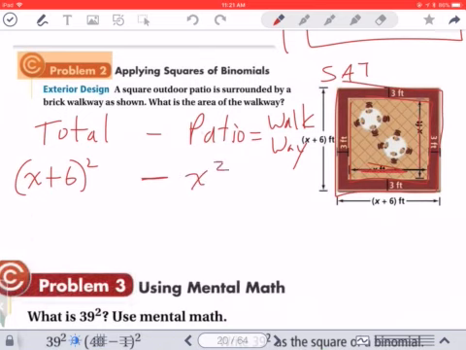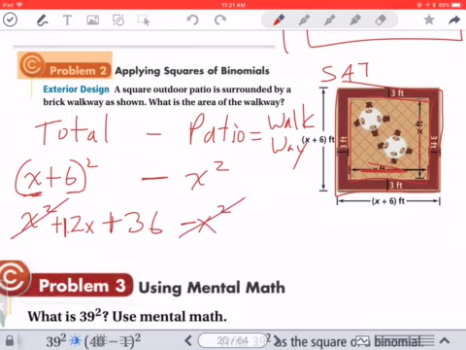And using what we just learned here, I could just take this first term and square it. Take this last term and square it. Multiply these two together, I get 6x, double it, it's 12x. And then this is just going to be x squared. So these are going to cancel out. So my expression is going to be 12x + 36.